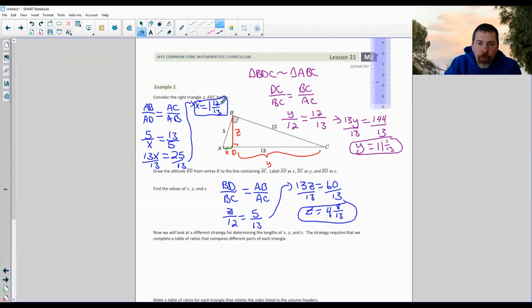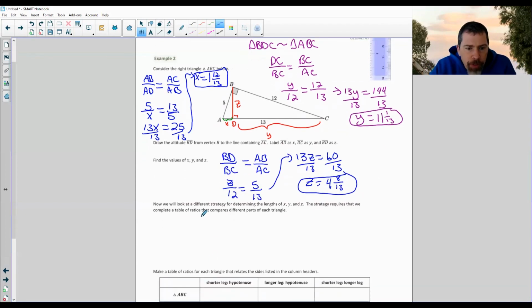Okay, so X is 1 and 12/13, Y is 11 and 1/13, and Z was 4 and 8/13. Okay, so now we will look at a different strategy for determining the lengths of X, Y, and Z. The strategy requires that we complete a table of ratios that compares different parts of each triangle.